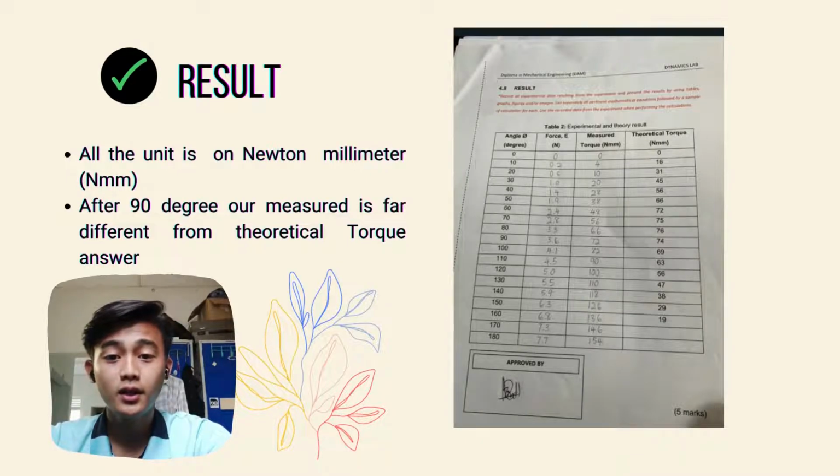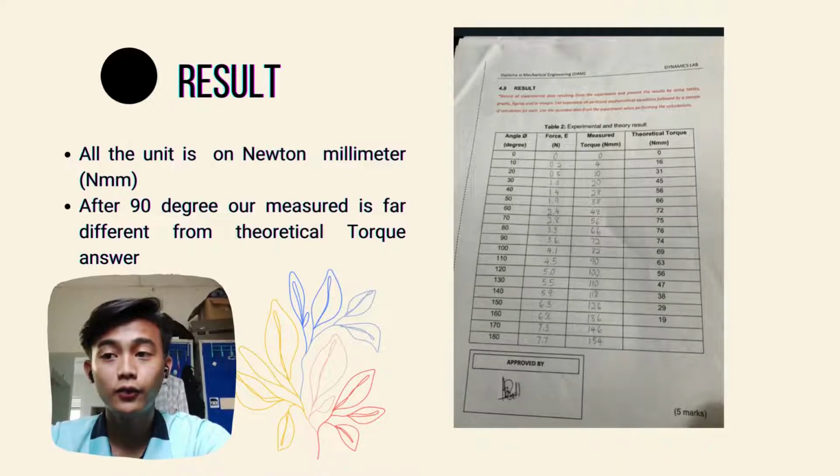After making the crank motion experiment in the laboratory, we have recorded the data required, which is the force and also the measured torque. In that experiment, at 0 degree, we get the force is equal to 0 Newton and the measured torque is equal to 0 Newton millimeter. At 10 degree, the force is 0.2 Newton and the measured torque is equal to 4 Newton millimeter. At 20 degree, we get the force is equal to 0.5 Newton and the measured torque is equal to 10 Newton millimeter. At 30 degree, the force is equal to 1.0 Newton and the measured torque is equal to 20 Newton millimeter.